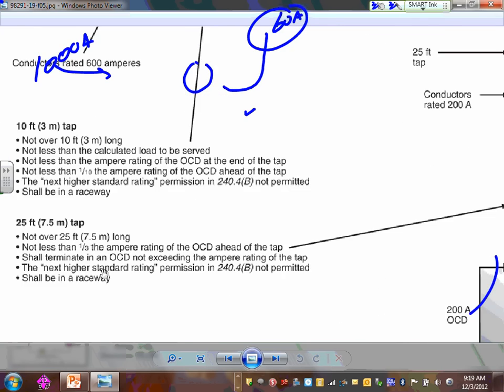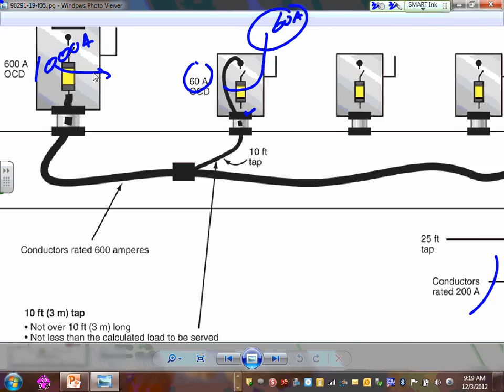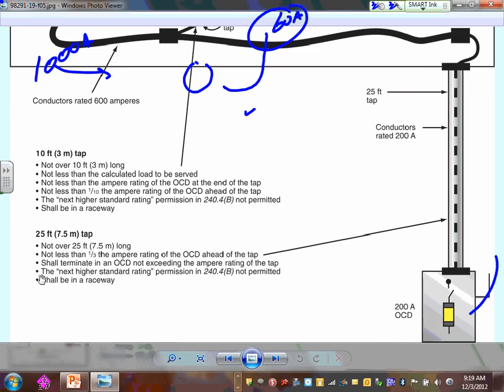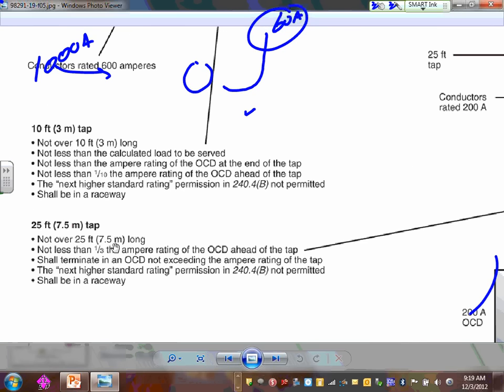25 feet is piece of cake, too. I want to remind you that the top here is 600. The 25 feet, rule number one, can you guys see it cannot be more than 25. Duh, it says 25 foot tap. Not less than 1/3 of the overcurrent protection device. That's piece of cake.